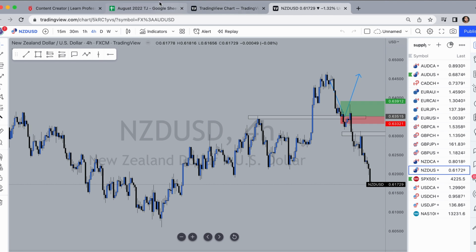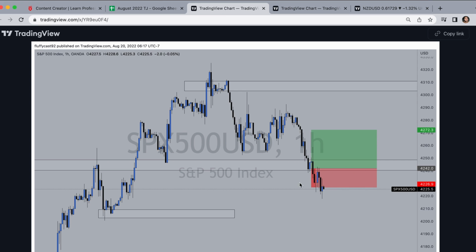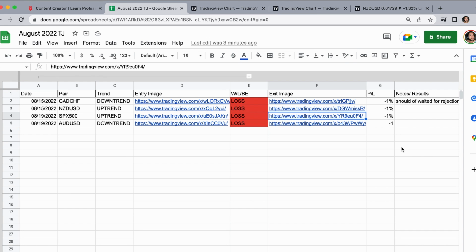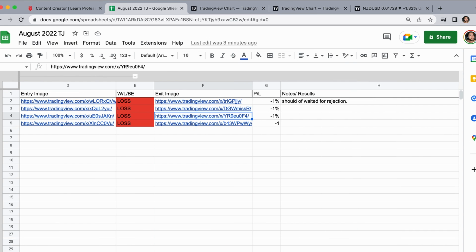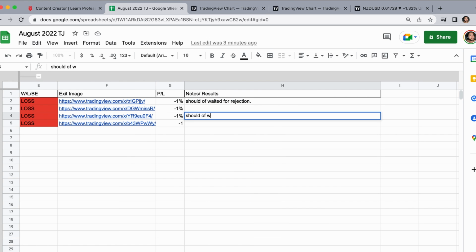So why did I lose? And it went the other way. Honestly, I think I could have waited to see more rejection, especially for indices. You need to have clear confirmation. So again, should have waited for rejection. I think that would have solved the problem. For more rejection on indices is what I'll put down now.